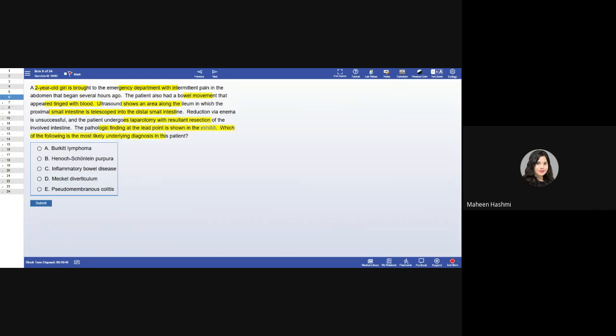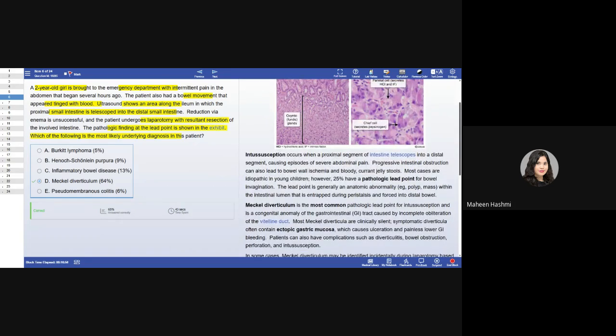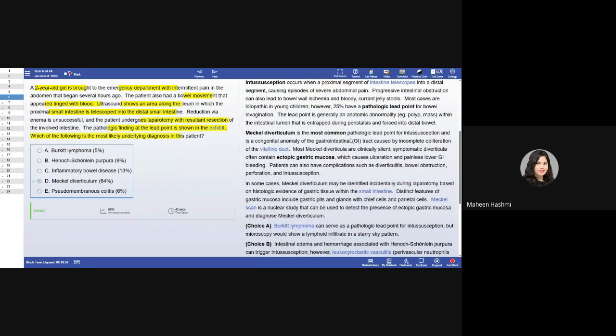Very easy. What happened? Intussusception. It's the Meckel's diverticulum, which is causing the intussusception. Very good. So it is the Meckel's diverticulum. We talked about this in the previous question as well. Meckel's diverticulum is the most common pathological lead point. Again, it is because of the incomplete obliteration of the vitelline duct.